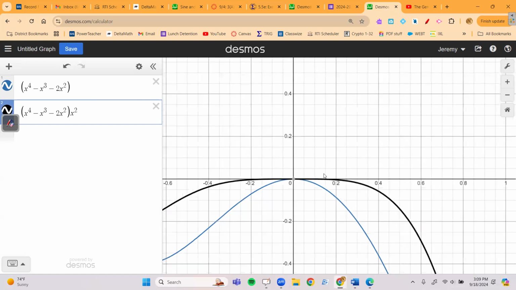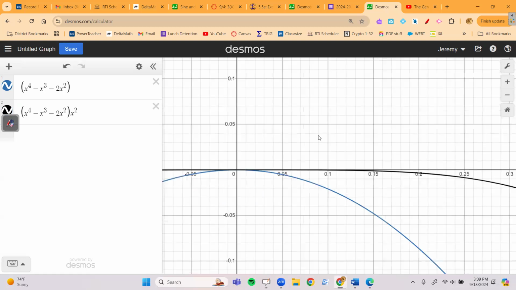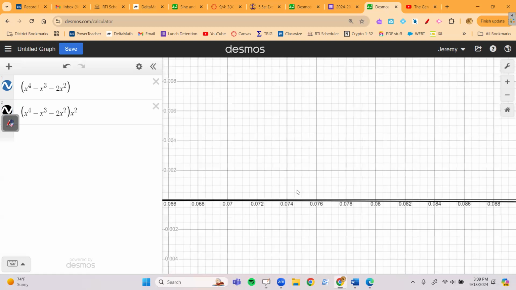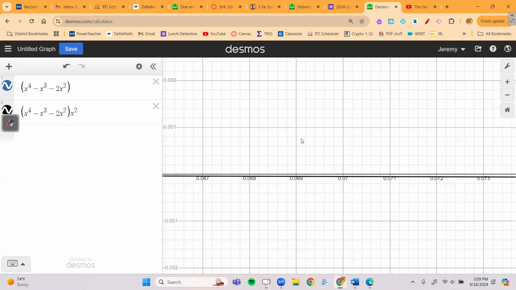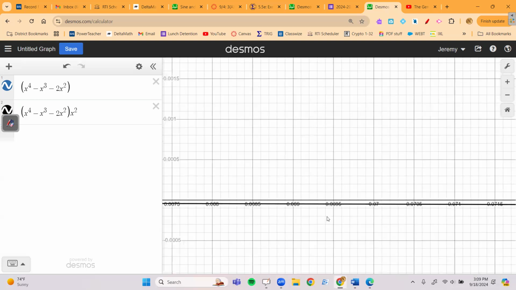If I kept zooming in again and again and again, and I sat here for 30 minutes and just kept zooming in and in and in, you would see that that black graph is still not to the x-axis. What happens is when you increase that multiplicity, it accentuates that coming in for a landing thing.